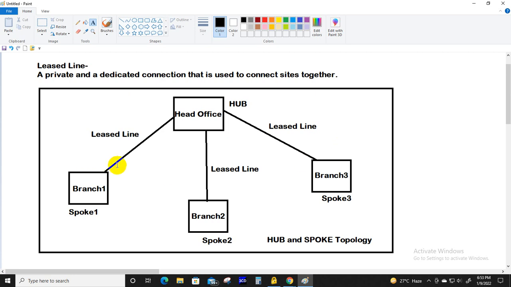Basically, there is no dedicated wiring between head office and branch 1, or between head office and branch 2, or between head office and branch 3. Actually, in between we have a service provider. Then the diagram looks like this.